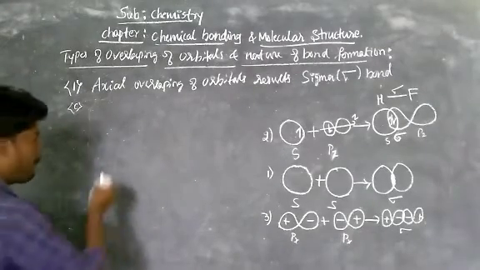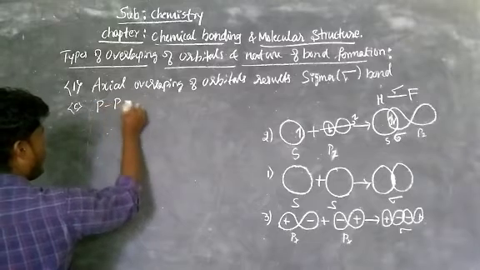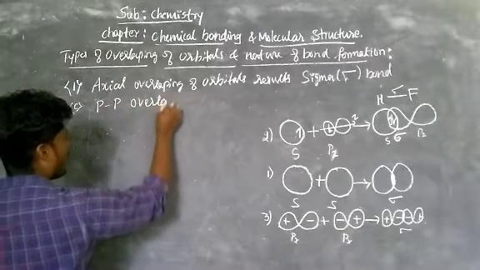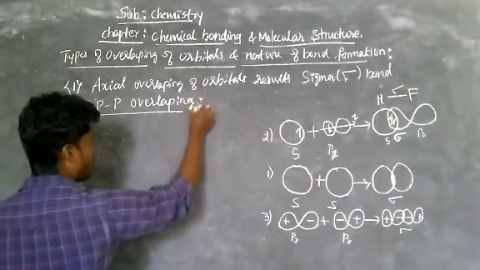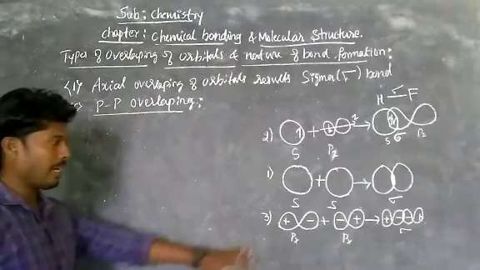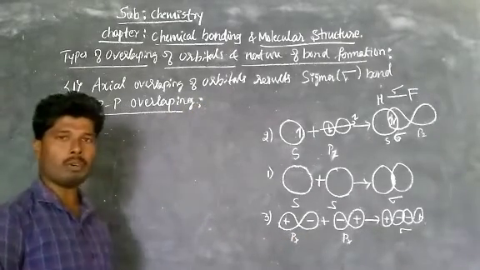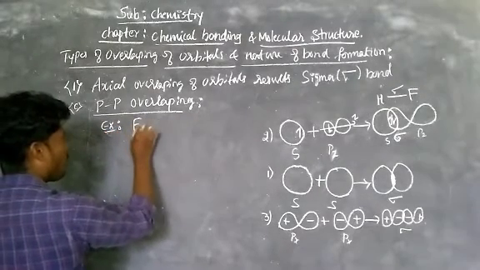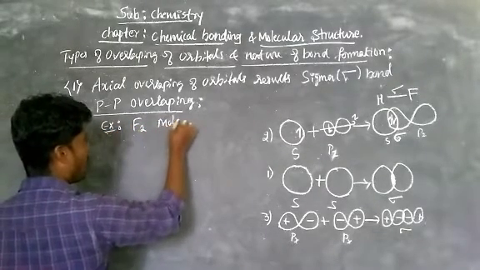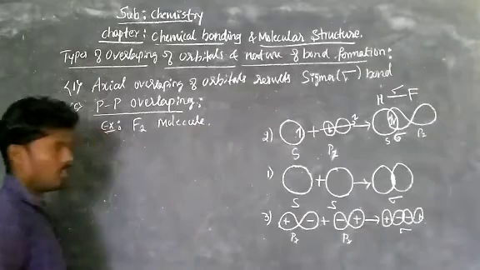The third case is PP orbital overlapping. I hope you understand its strengths. Listen here. Now we are going to study the third case, that is PP orbital overlapping. To understand with an example, we are taking the formation of a fluorine molecule, F2 molecule, like the hydrogen molecule.